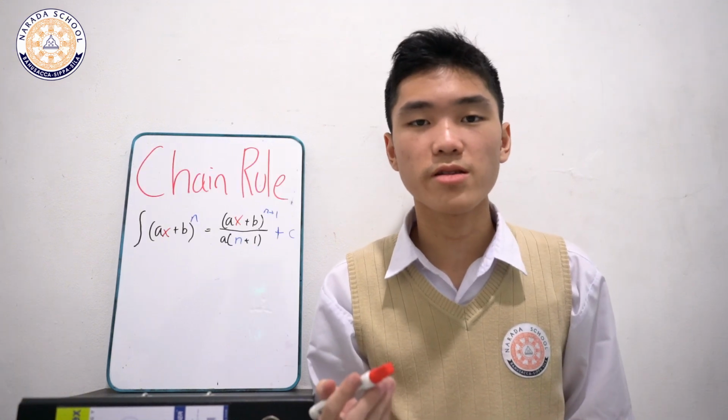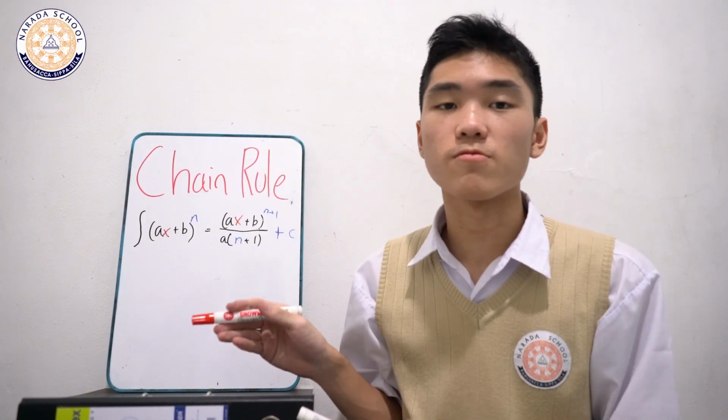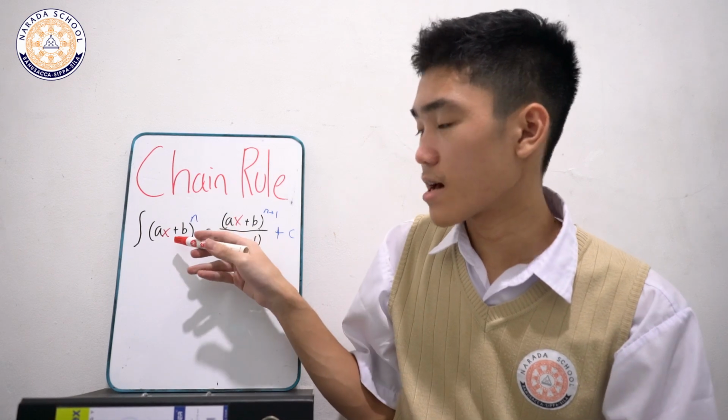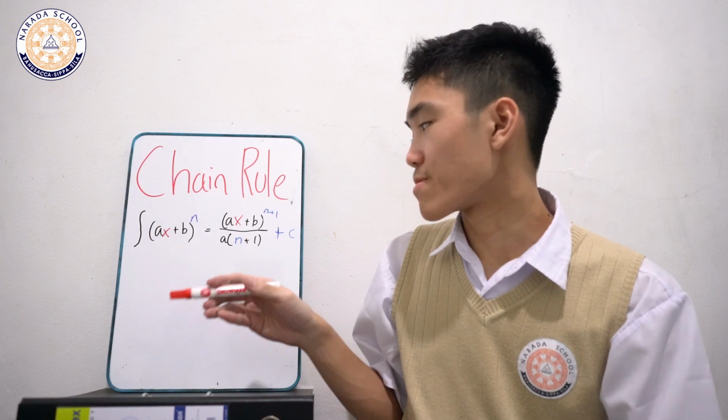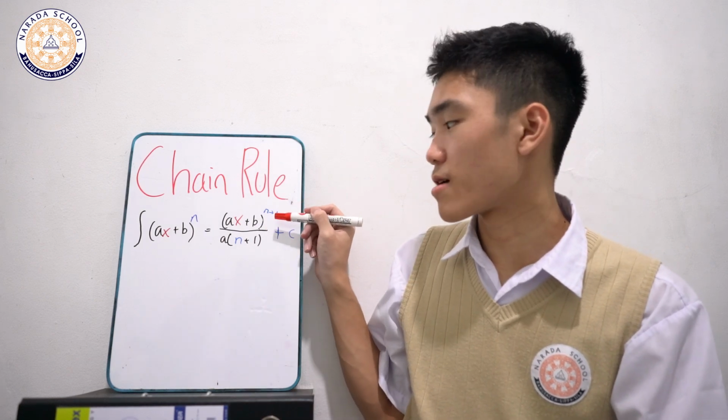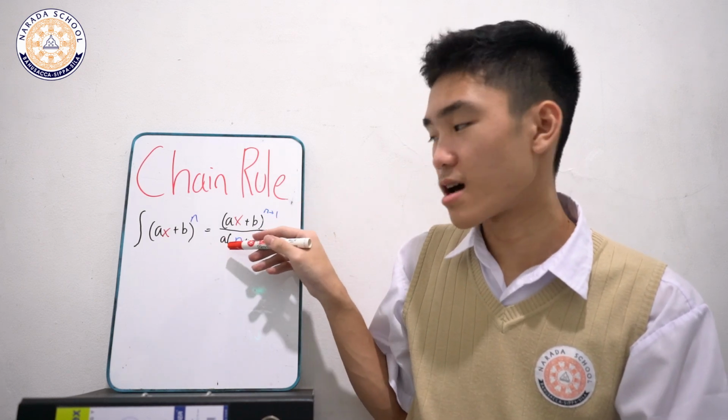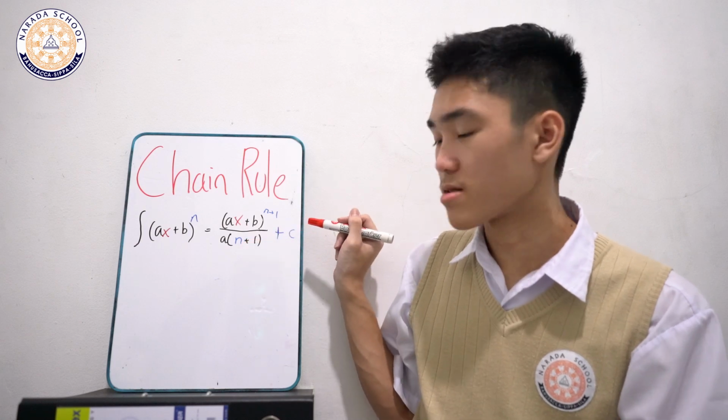And for more complicated functions, we can use the chain rule. So if we have (ax plus b) to the power of n, then the integral of that would be (ax plus b) to the power of n plus 1 over a times (n plus 1), and don't forget plus c.